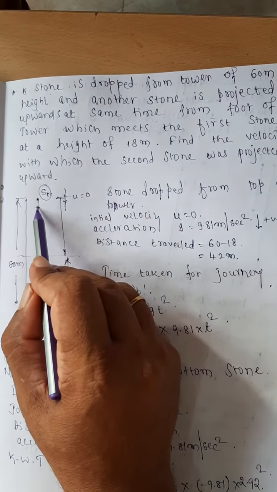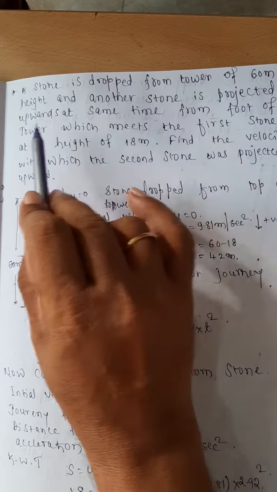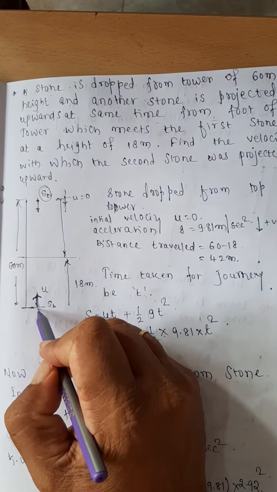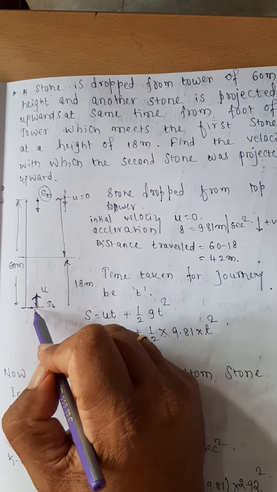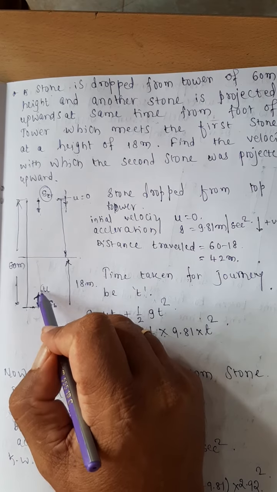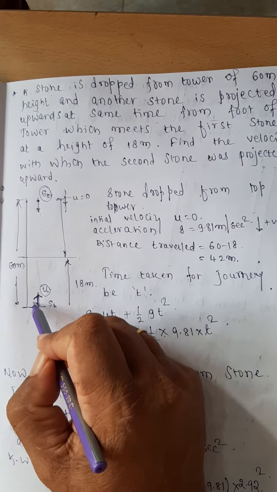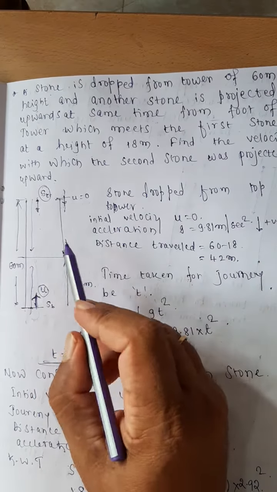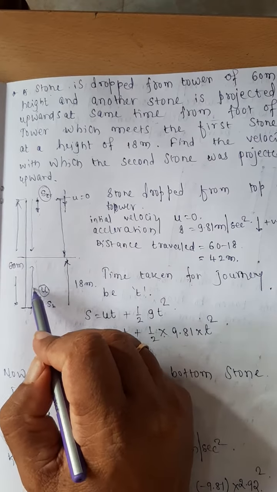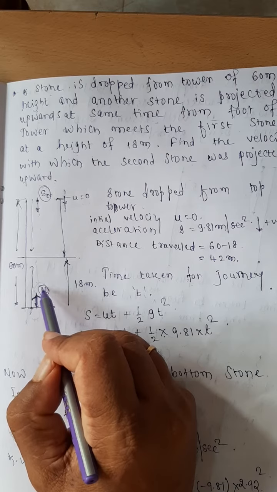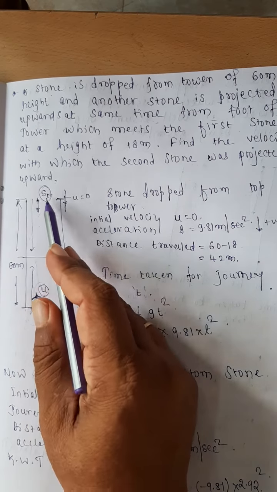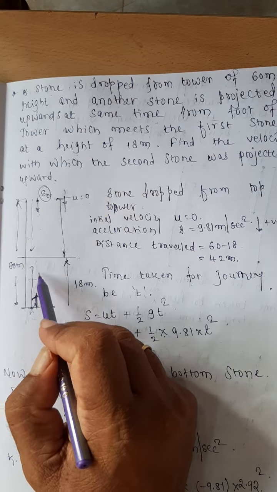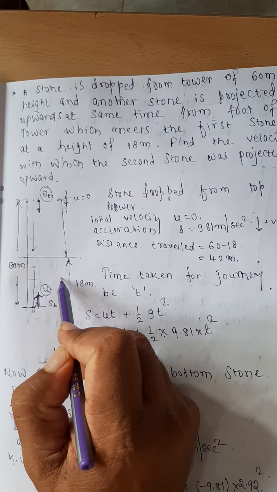So, one more stone, another stone, is projected upwards. At the same time, one stone is left from here, another stone is thrown from here. He has thrown this particular stone with the initial velocity equal to u. This stone is moving in the upward direction and the other stone is moving in the downward direction. Common sense says that if you throw this stone with more velocity, it will meet the other stone at a larger height. If you throw with less velocity, it will meet at a lower height.